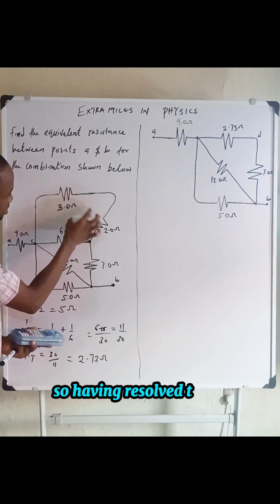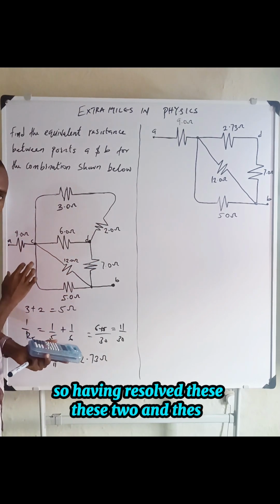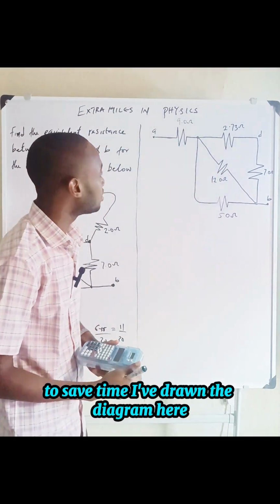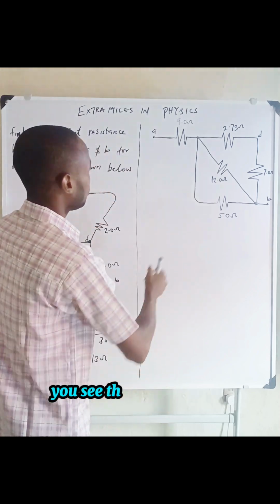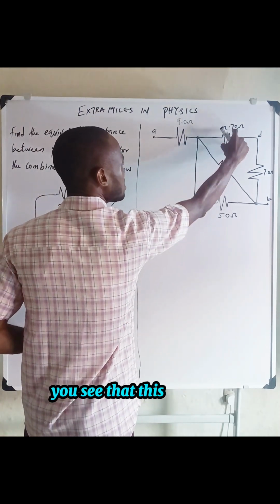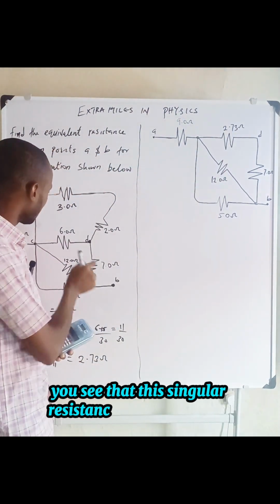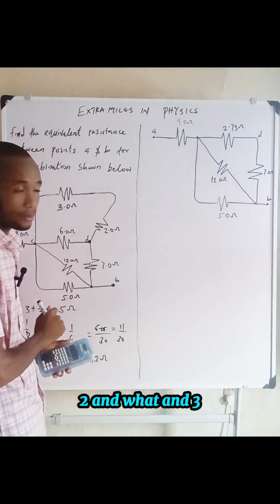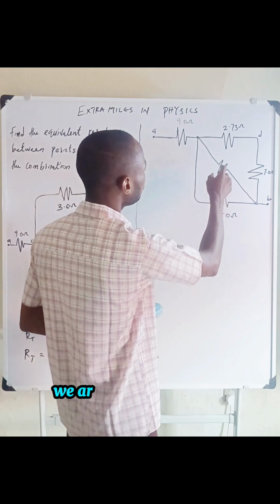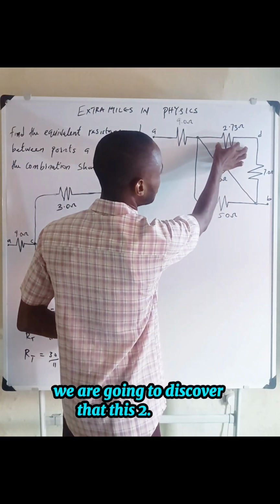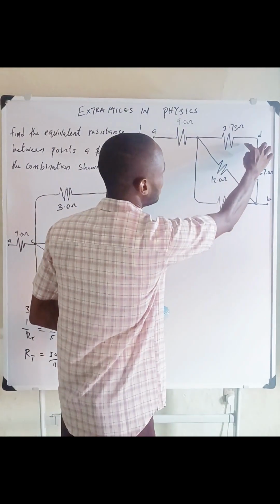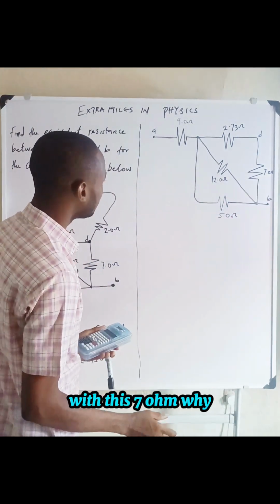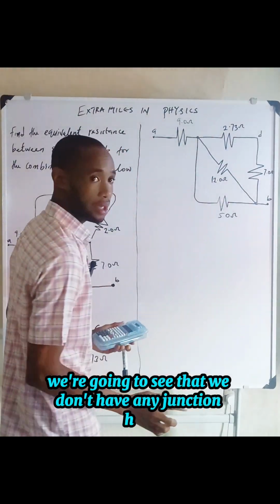So having resolved these two and these, what else? Now, to save time, I've drawn the diagram here. At this diagram, you see that this singular resistance is equal to the combined resistance of 1, 2, and 3. So let's continue. Now we are going to discover that this 2.73 ohm is in series with this 7 ohm. Why? We're going to see that we don't have any junction here.